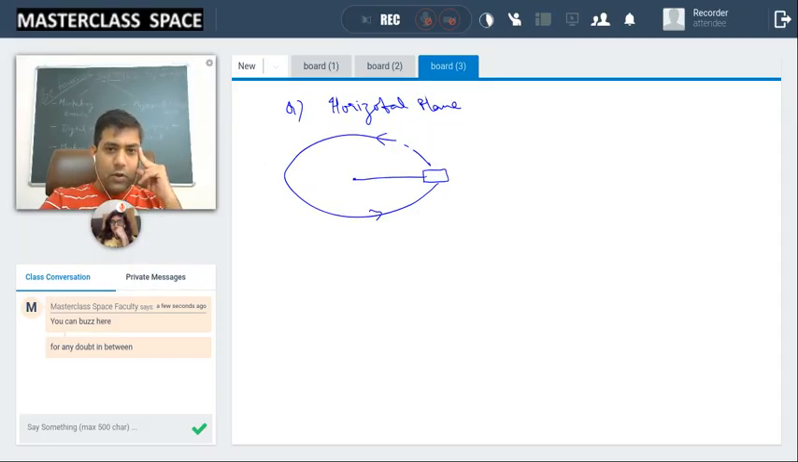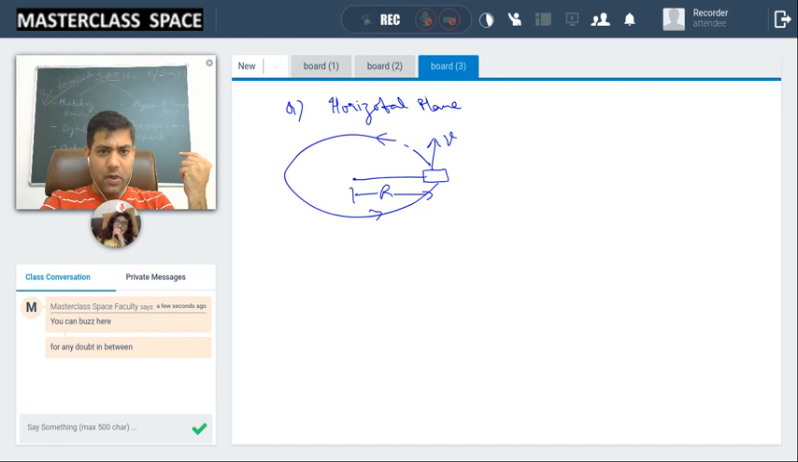Okay. Obviously, since it is going in a circle, there's going to be a centripetal force, and you are revolving it with some constant velocity v. The length of this string is r, which is the radius, from here to here. This is point A. This is point B. You have revolved it from here to here. Someone has to provide that centripetal force. Who is going to provide it? Tension is going to provide that centripetal force. So tension is going to be equal to mv square by r.